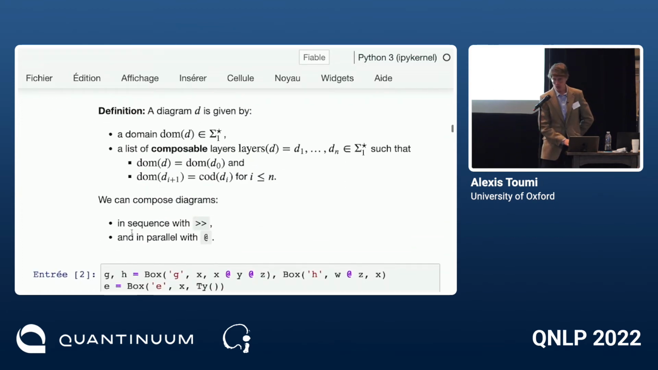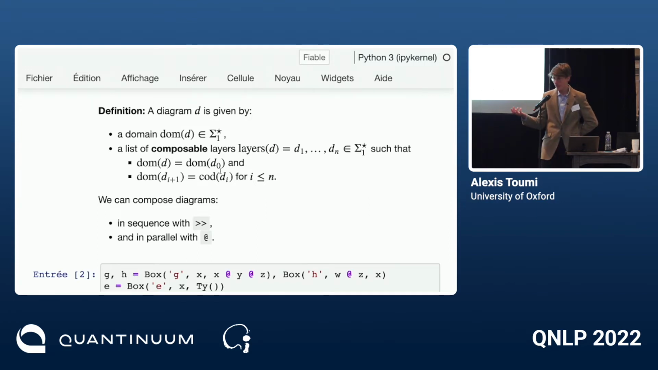So what can you do with layers? Well, you can compose them in sequence, and you get diagrams. So a diagram will be given by a domain, and then a list of composable layers. So just give me d1 up to dn. Each is a layer, and each composes with the previous. So the domain of d_{i+1} is the codomain of d_i, and also it type checks with the domain of the diagram overall. So for example, the identity diagram has no boxes in it, so it's just got a domain, and it has no layers at all. So that would be the empty list.